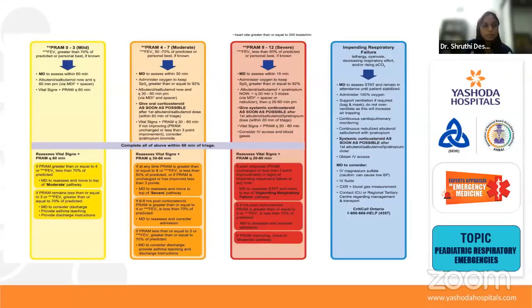So, treatment according to the score. If it is mild asthma, you give bronchodilators, that is short-acting beta agonists. If it is moderate asthma, with short-acting beta agonists you are giving oral corticosteroids as soon as possible. If it is a severe form of asthma, you are giving nebulized albuterol as well as ipratropium bromide, three times continuously, along with systemic corticosteroid as soon as possible.